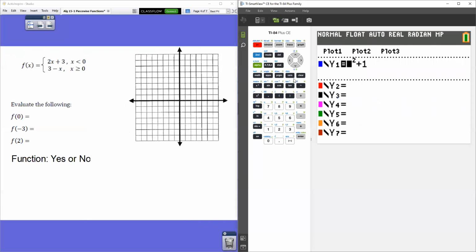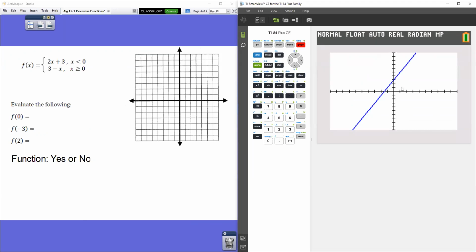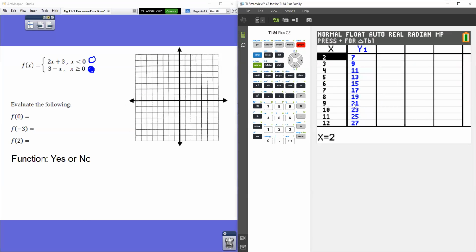So I'm going to go to my y equals. I'm going to type in that first equation, 2x plus 3. I'm going to hit graph just to make sure I see what it looks like. All right, that's what it looks like. For x is less than 0, it's going to be from the y-axis to the left of it. All of these x values are less than 0. And this is where my open dot one is, and this is where my closed dot one is. Sometimes they're not right on top of each other like the first graph was. Sometimes they're spread apart. So I want to go to my table, second table, and I want all the numbers that are less than 0.